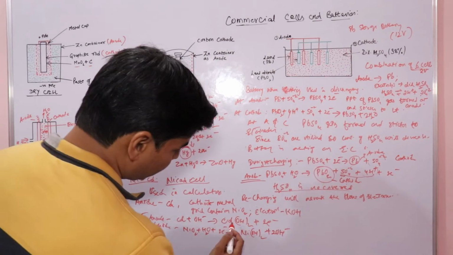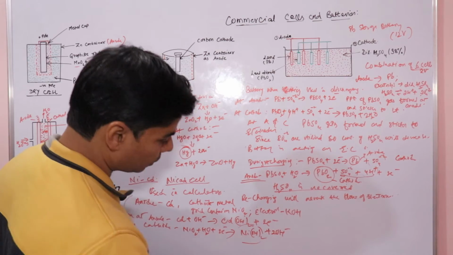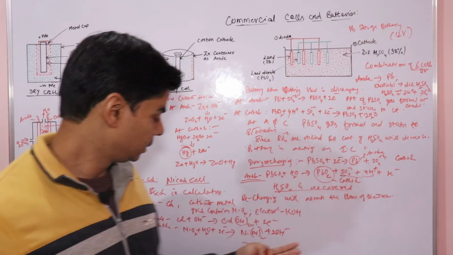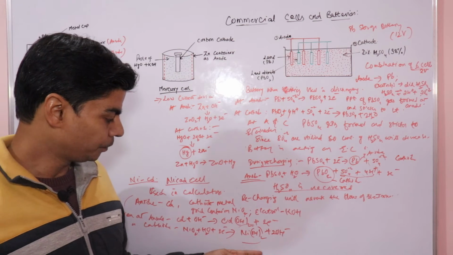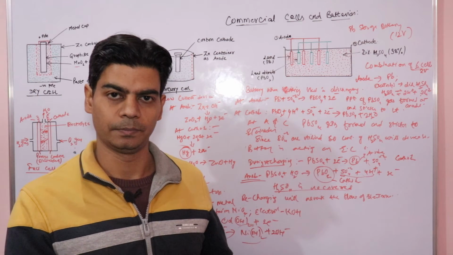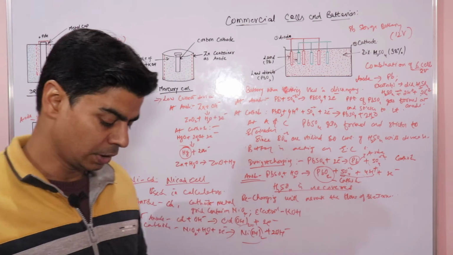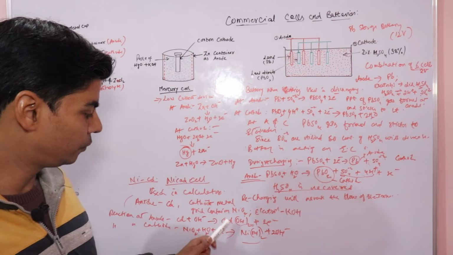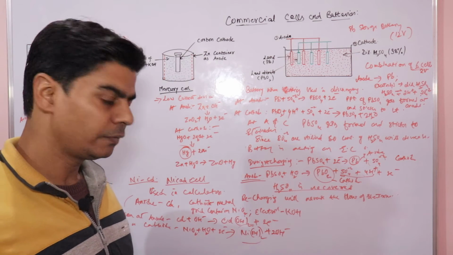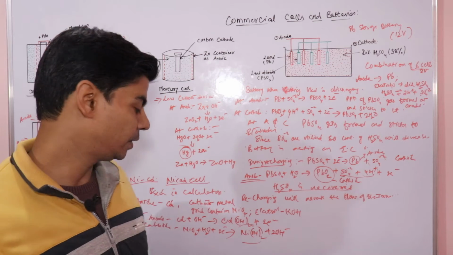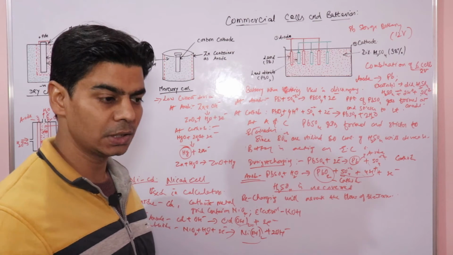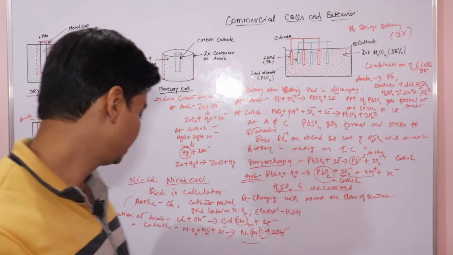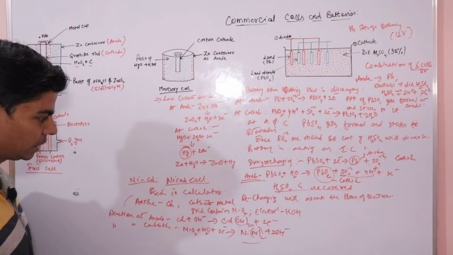So the cadmium hydroxide and nickel hydroxide that get formed, similar to lead sulfate, also stick to the electrodes, anode and cathode, due to which the battery gets discharged. In order to remove these compounds, we recharge the battery. When we recharge the battery, it will reverse the flow of electrons and will restore the electrodes. So this is about the nickel cadmium battery.